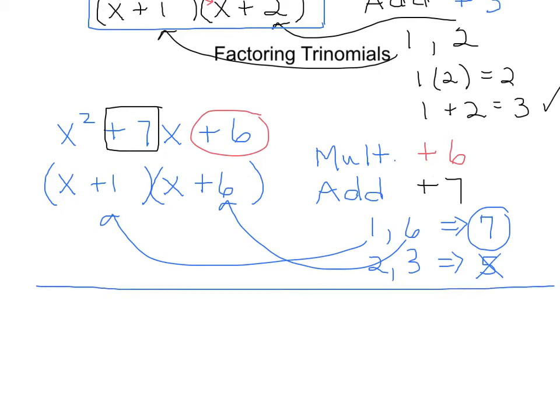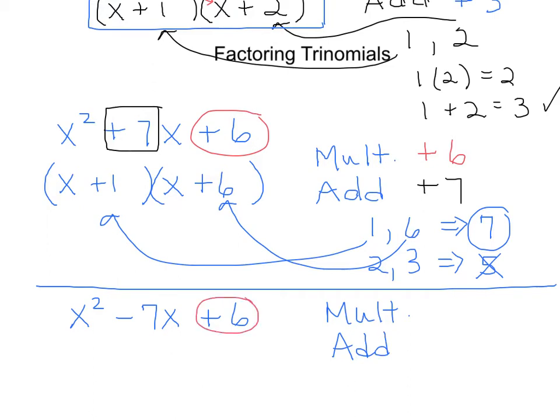All right, let's look at another one. Very similar problem, but we're going to change the 7x to minus. So that doesn't change what we're multiplying our numbers to, but it does change the sign anyway of what we're adding them to. So we're still multiplying to positive 6, but adding to negative 7.